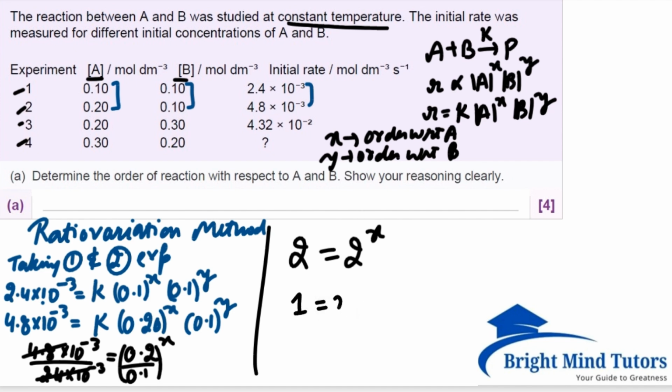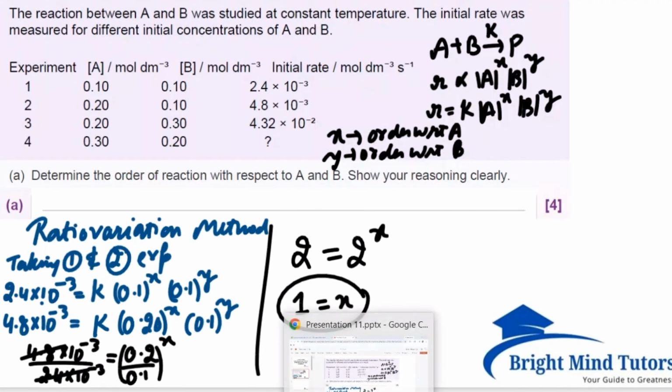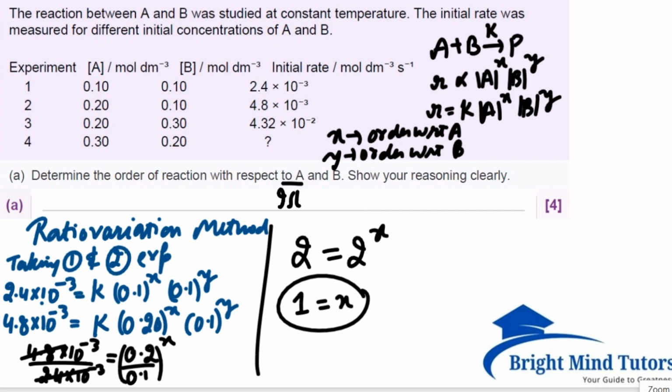That means 1 is equal to x. That means the order with respect to A, we have got it as first order, right? So the first answer, where we were to determine the order of the reaction with respect to A, is first order. Now with respect to B also we have to find it out.